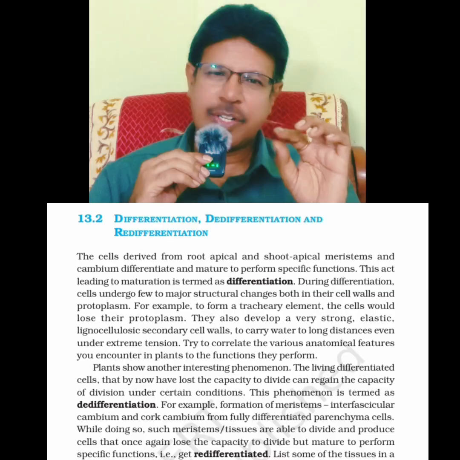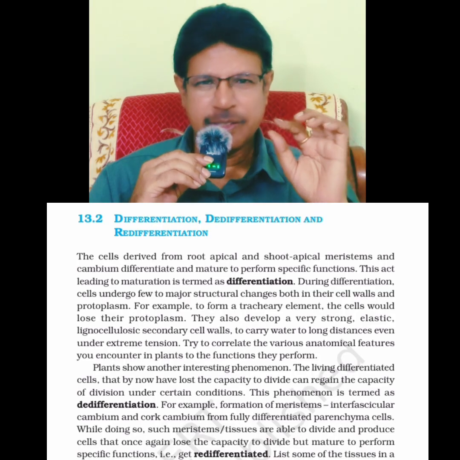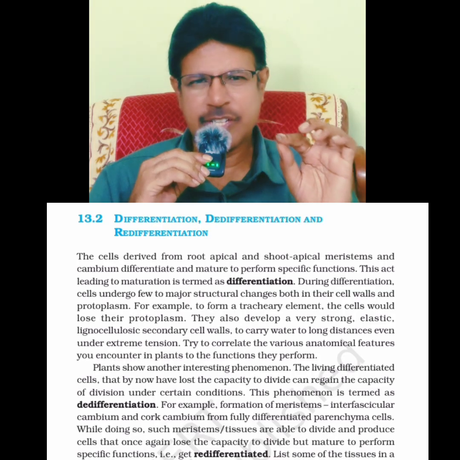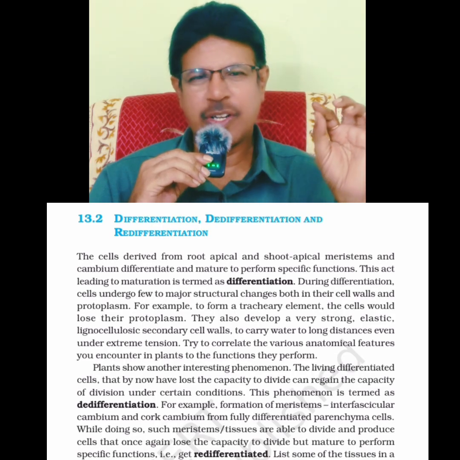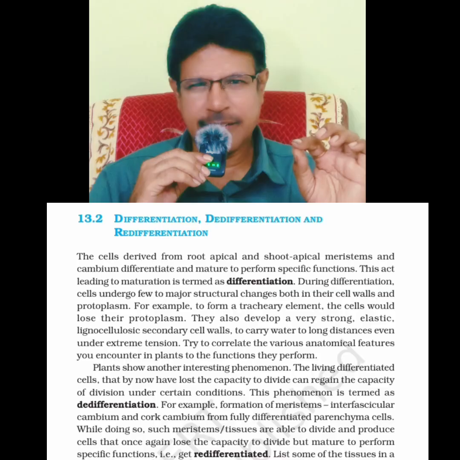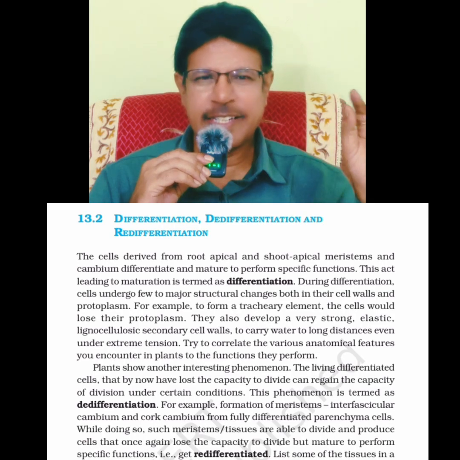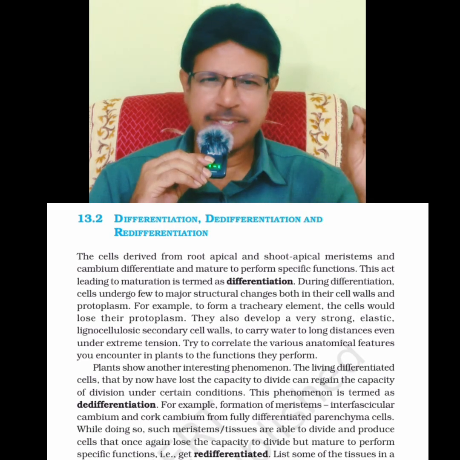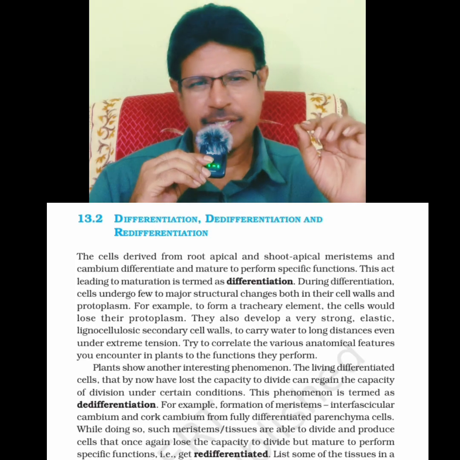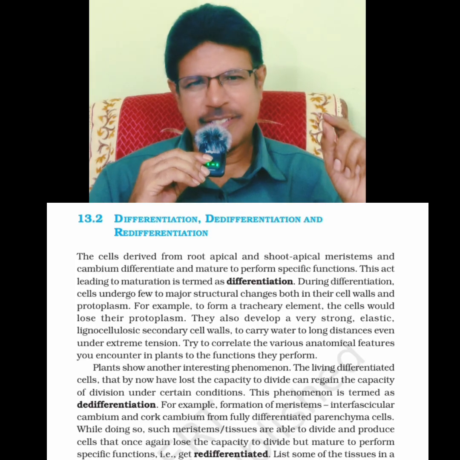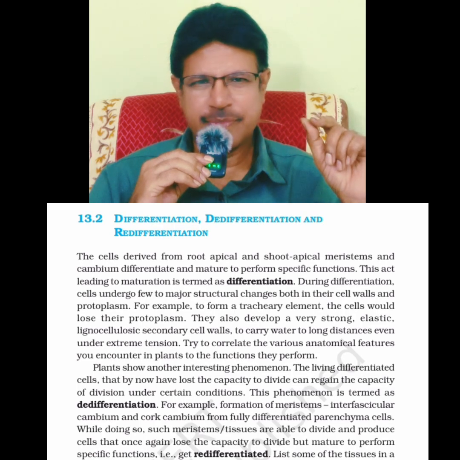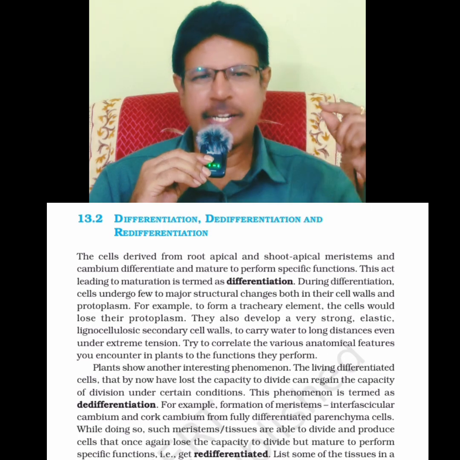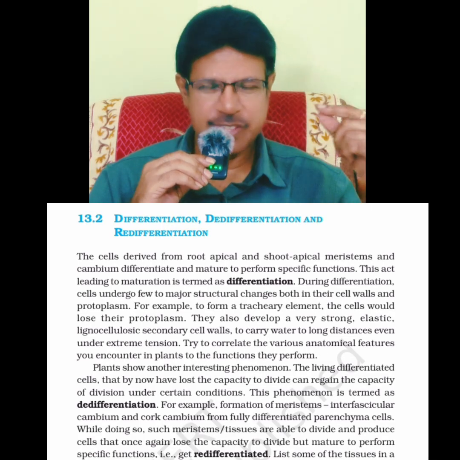Next, cortical parenchyma, the parenchyma in the cortex, undergo de-differentiation and forms phellogen or cork cambium. So, phellogen or cork cambium and interfascicular cambium are secondary meristems formed by de-differentiation. Next, the de-differentiated cells, that is the secondary meristems, undergo redifferentiation. Vascular cambium and cork cambium undergo redifferentiation.